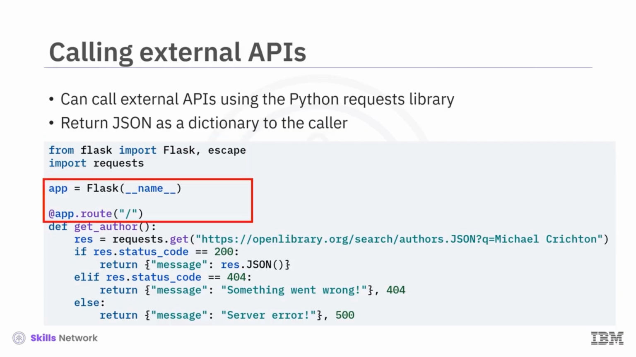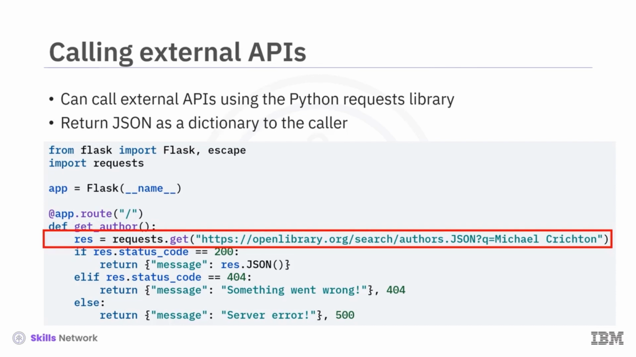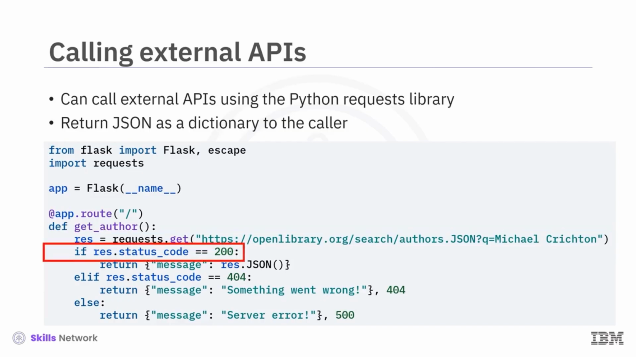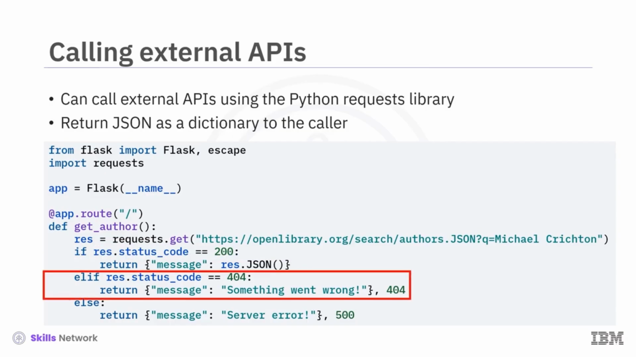You can define your route next. Use the requests library to request the Open Library API and search for information for the author, Michael Crichton. Now, store the response in a variable called res. Then, check if the response status code from the Open Library API is 200. If the response is 200, you return the JSON to the client. If the response happens to be 404, you send a message, something went wrong.